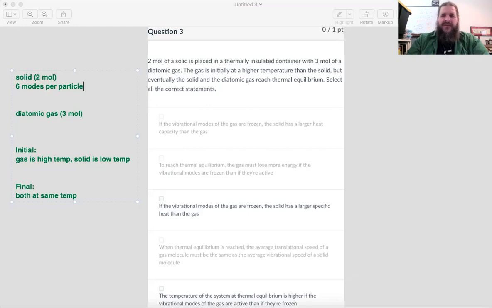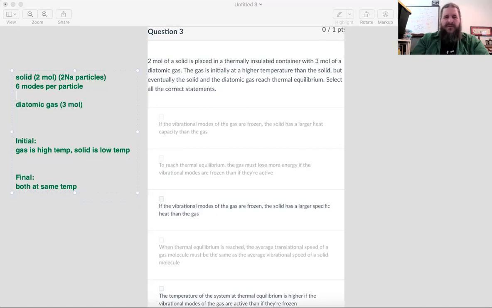And if we wanted to find the total number of modes, we multiply the number of particles times 6 modes. And keep in mind that 2 moles means 2 times Avogadro's number particles. So to find the total number of modes in the entire solid, we multiply 6 times 2 times Avogadro's number, if we wanted to know the total number of modes.